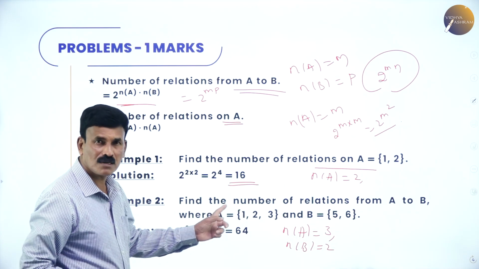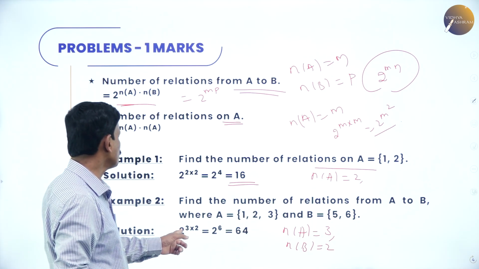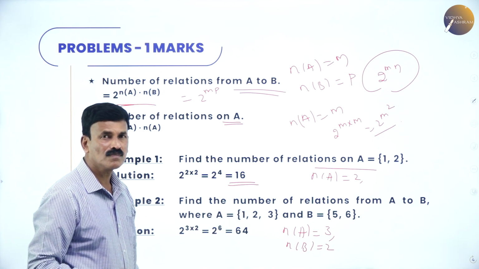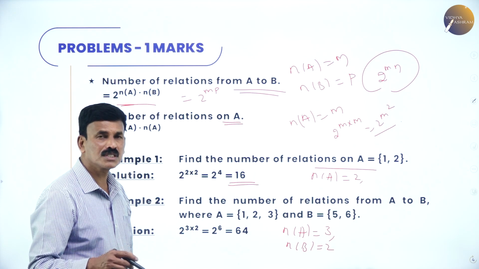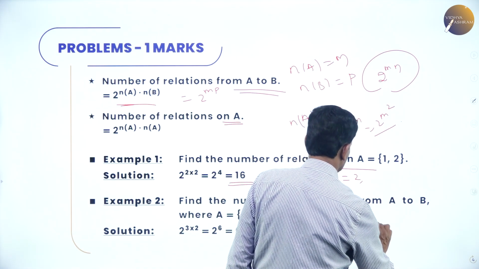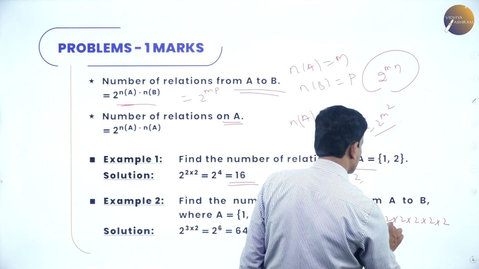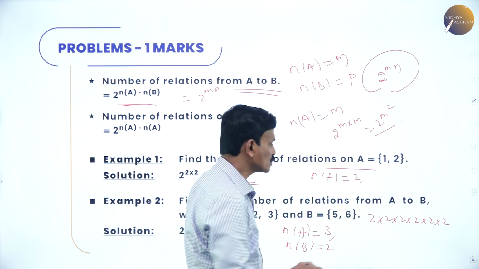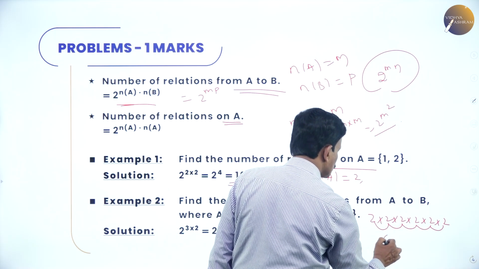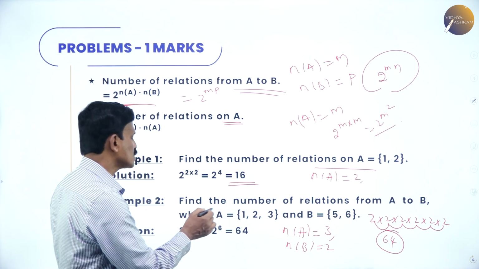So here the number of elements in A is equal to 3 and the number of elements in B is equal to 2. The number of relations from A to B is 2 to the power of mn, that is 2 to the power of 3 into 2, which is 2 to the power of 6. That is 2 into 2 into 2, 6 times. Now multiply this. 2 2s are 4, 4 2s are 8, 8 2s are 16, 16 2s are 32, 32 into 2 is 64. So the number of relations from A to B is 64.